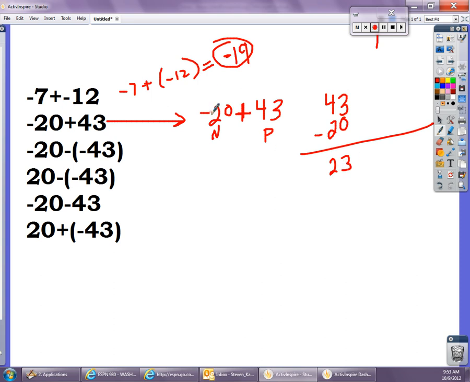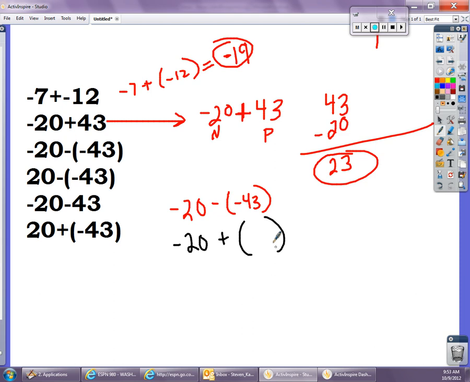Then you have to figure out which one had more. So -20, there's only 20 negatives, there's 43 positives, so it's a positive 43 for number 2. Next one, -20 minus a -43. Notice that this is a subtraction problem. So before I do anything, you have to change the problem. You add the opposite. And this is a -43, so it becomes +43.